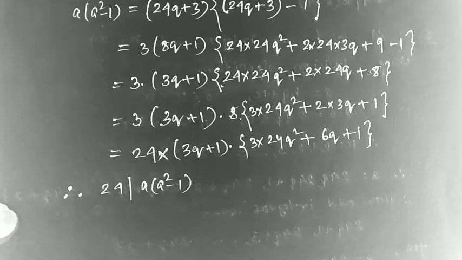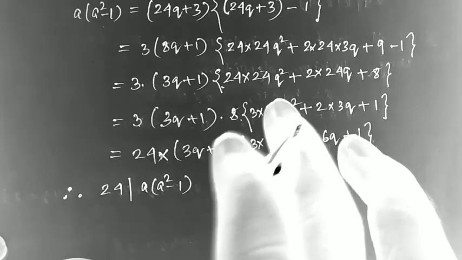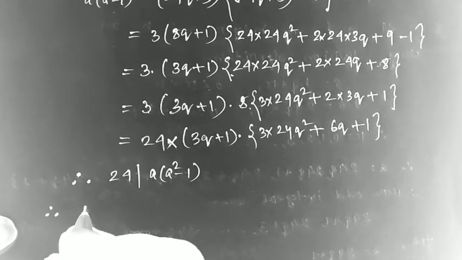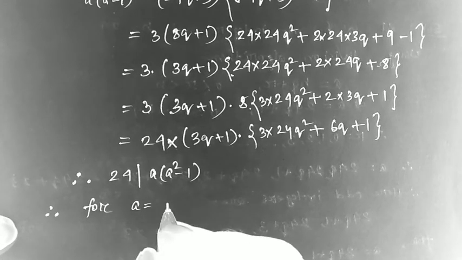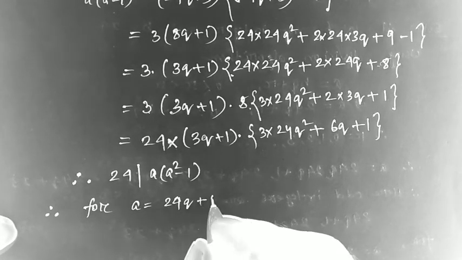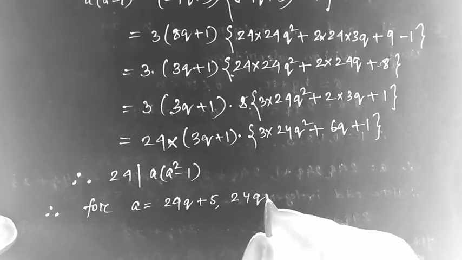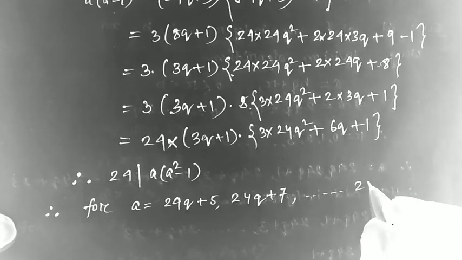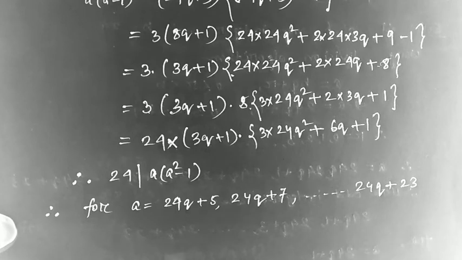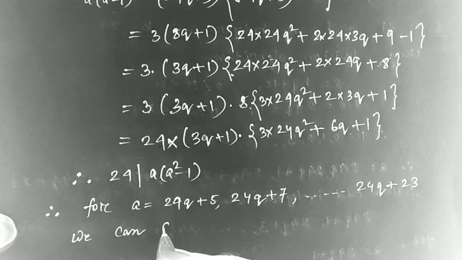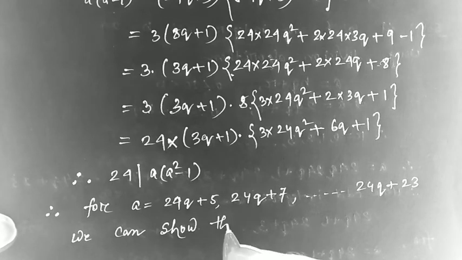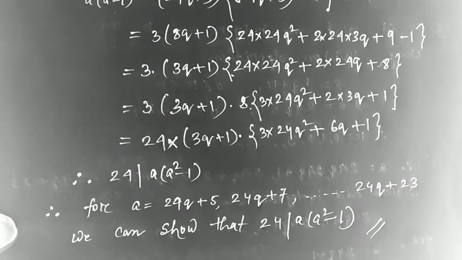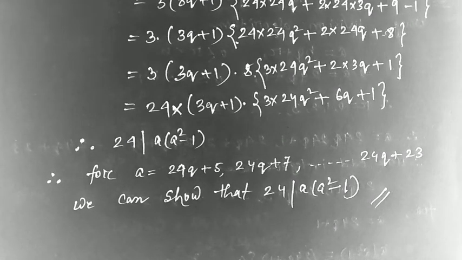We can't show it for all the values, so by showing for 2 values, we have to write like that. Therefore for a equal to 24q plus 5, 24q plus 7, the remaining odd numbers, and up to 24q plus 23, we can show that 24 divides a into a square minus 1. So that's it. So we can show that for any odd integer.